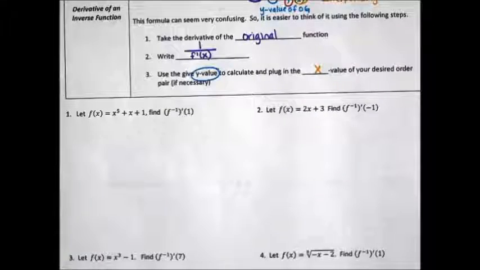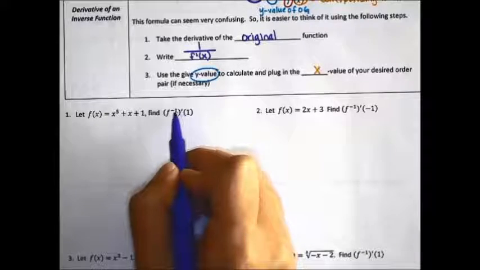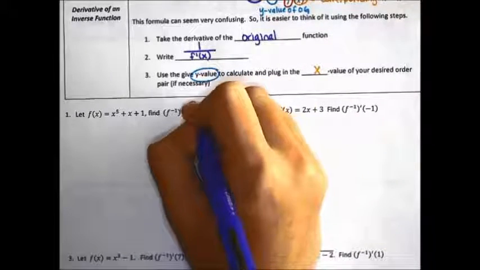Let's do this step by step. It says, let's let the original be this guy. Find the derivative of the inverse at this y value.